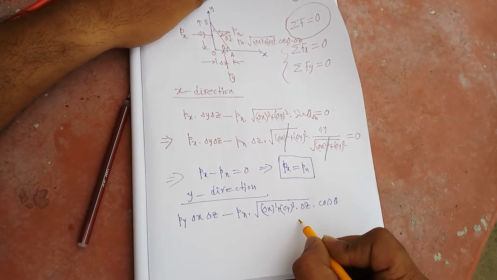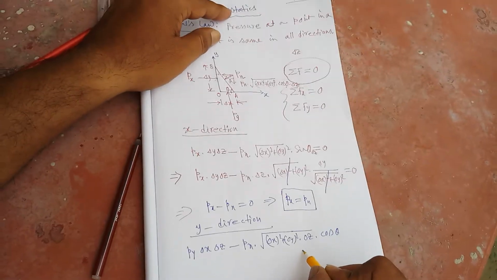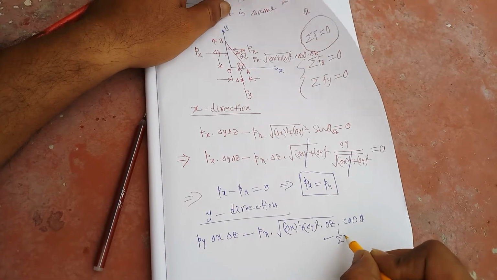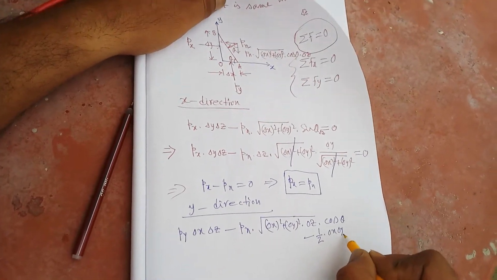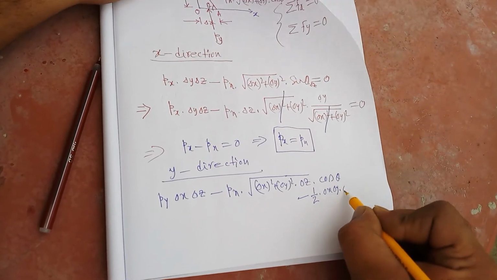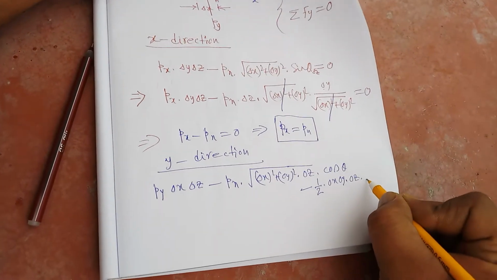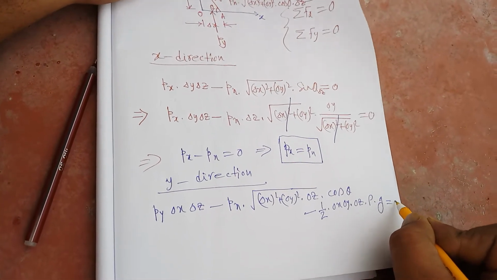It is mass into g. Mass is density multiplied by the volume. What is the volume? Volume is half into the area of the right triangle, that is delta x into delta y, multiplied by the thickness, that is delta z. So this becomes the volume multiplied by rho. This becomes mass. Multiplied by g, it becomes weight.